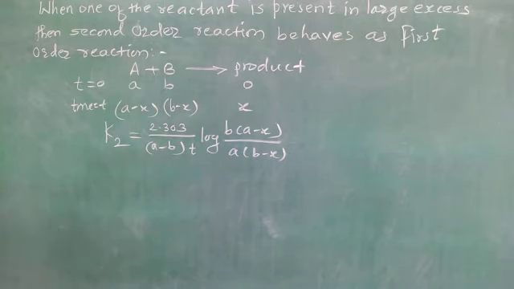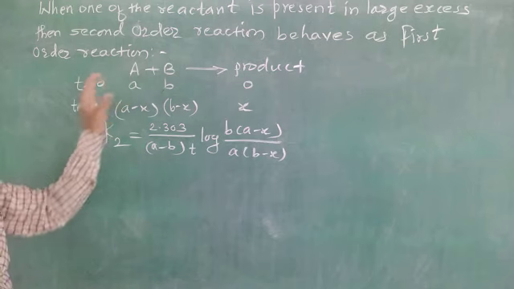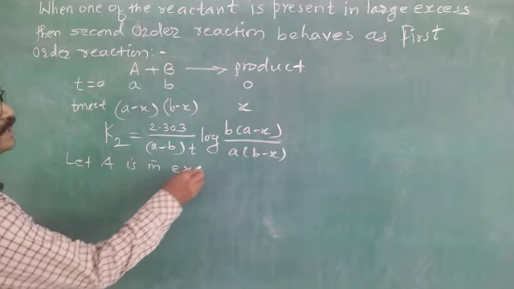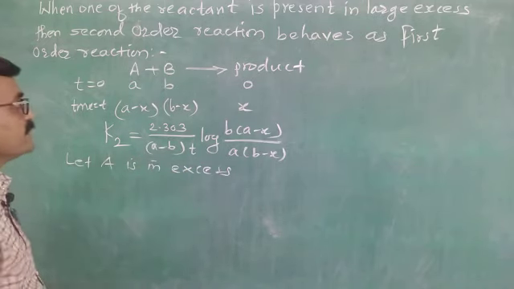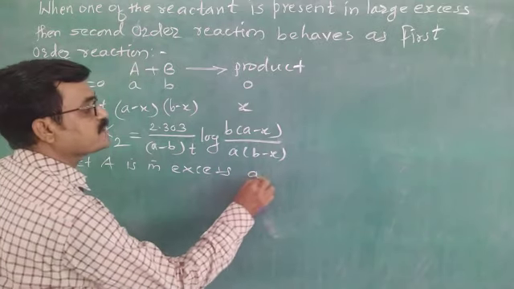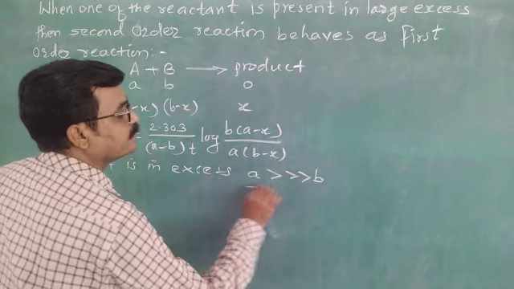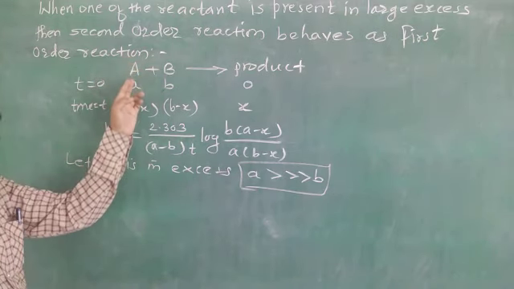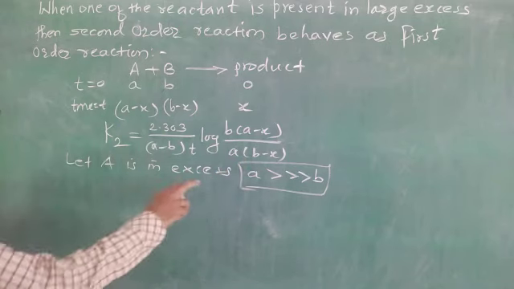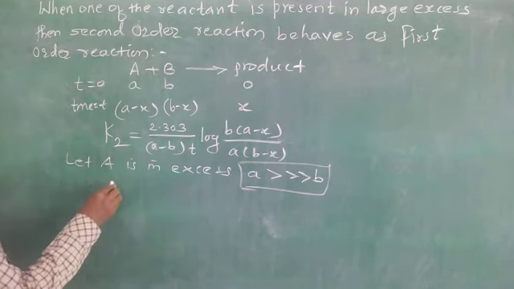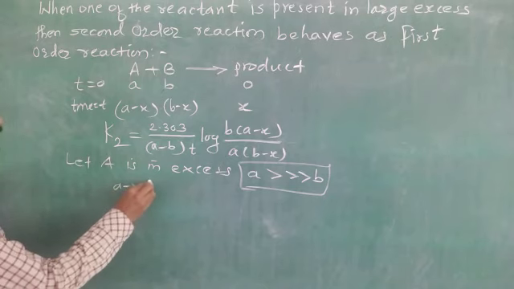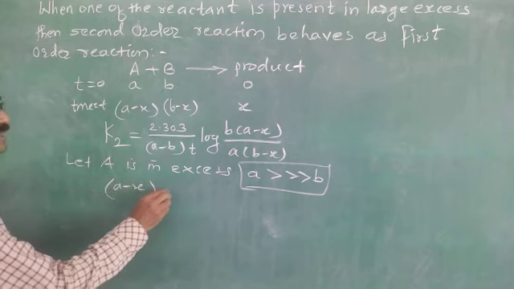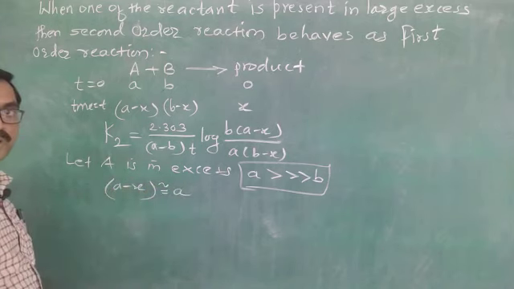Okay. Now let me consider one of the reactants is in excess. Let us consider A is in excess. Since A is in excess, small a is very much greater than b. This is clear. Why? Because A is in excess. Since small a is greater than b, what is the value of a minus x? Here x is the amount of product formed. A is in excess, that's why it is also approximately equal to small a.